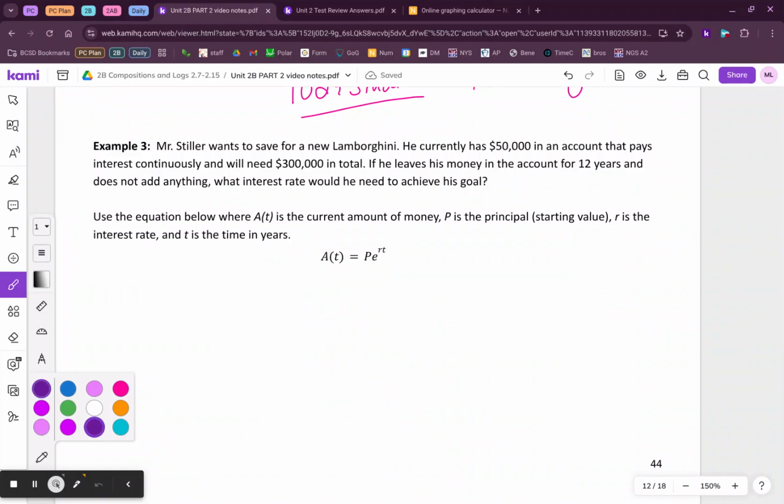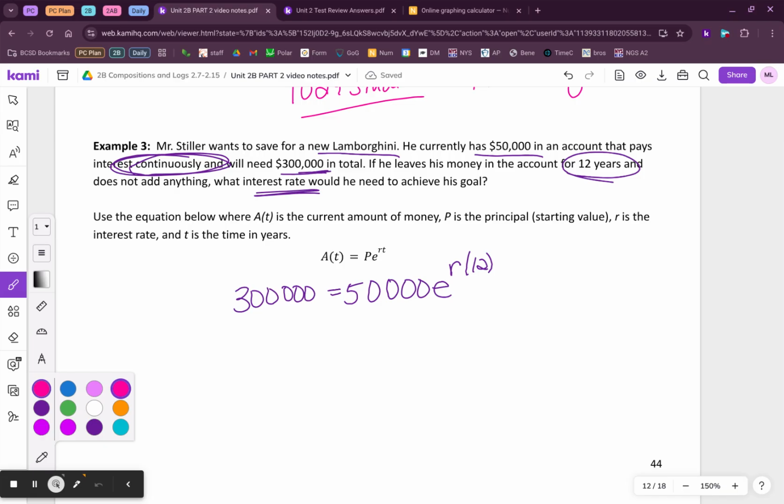All right, last one here. We've got Mr. Stiller wants to save for a new Lamborghini. Good for him. He currently has 50,000. He's continuously, he will need 300,000 in total. If he leaves his account for 12 years, not adding anything, what interest rate would he need to achieve? So we're using PERT because of the continuously. So he starts with 50,000. We don't know the rate, but we do know it's 12 years. And he needs 300,000.